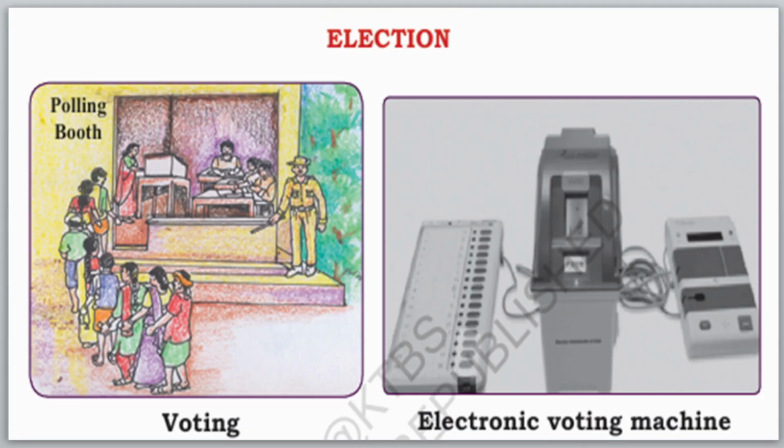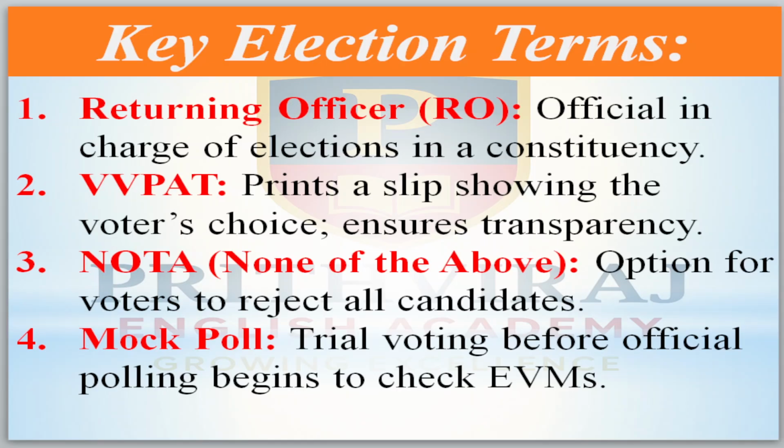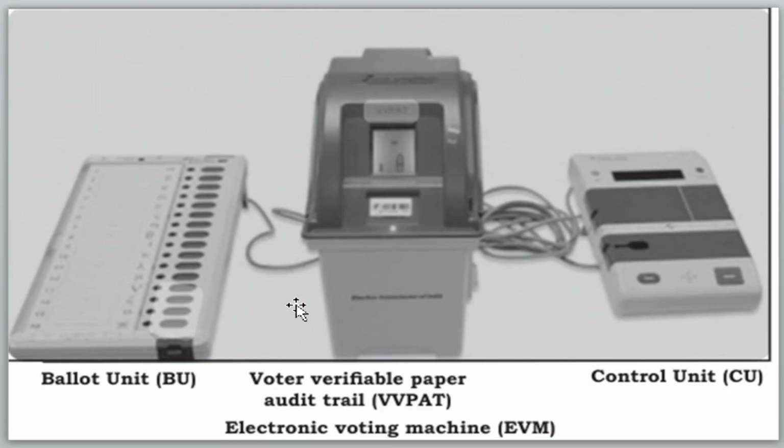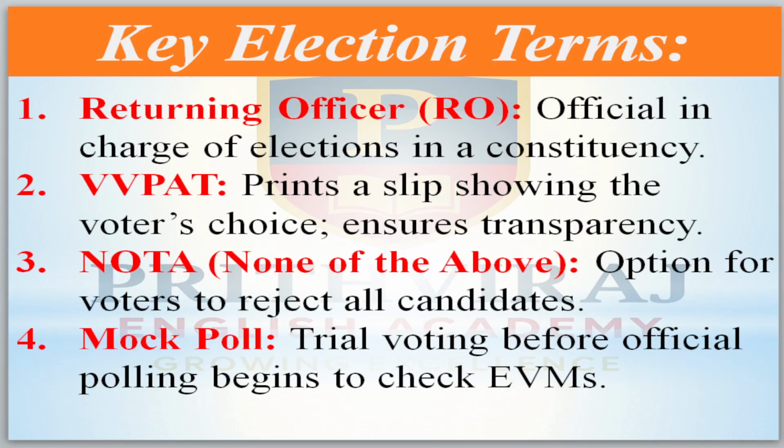Now, here are some election terms. Returning officers are the officials in charge of the elections in the constituency. VVPAT prints a slip showing the voter's choice, which will be shown here. It ensures transparency.